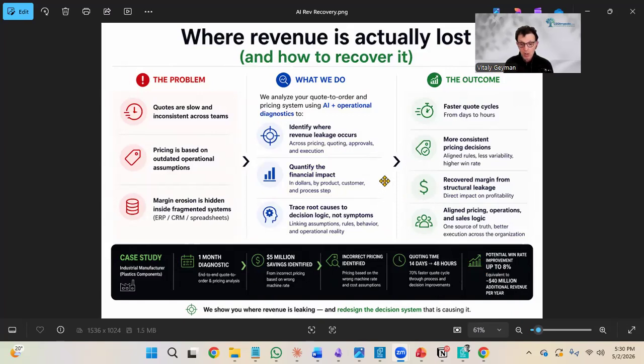So we're recovering margins from structural leakage, with direct impact on profitability. We're aligning pricing with operations and sales logic, so we have one source of truth, better execution across the whole organization, better collaboration. Here is a quick case study.